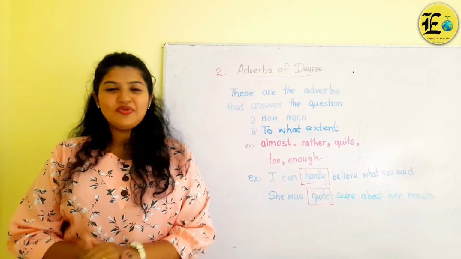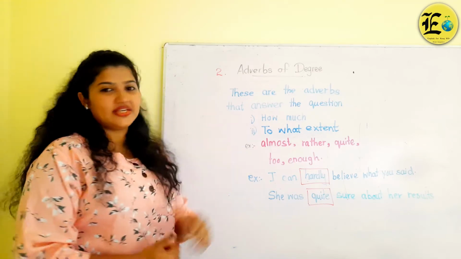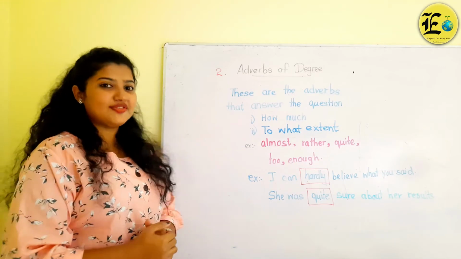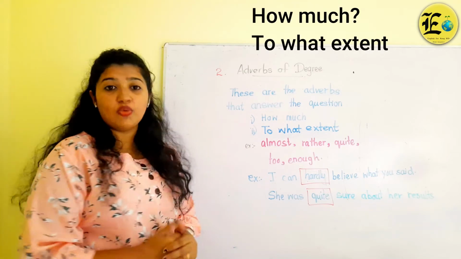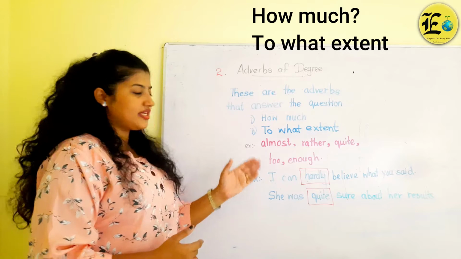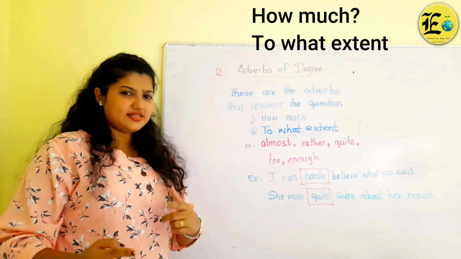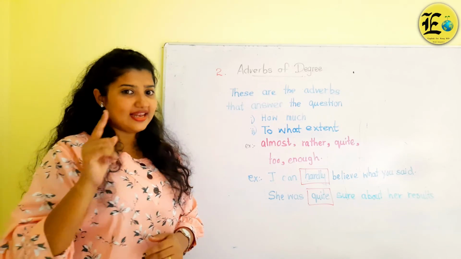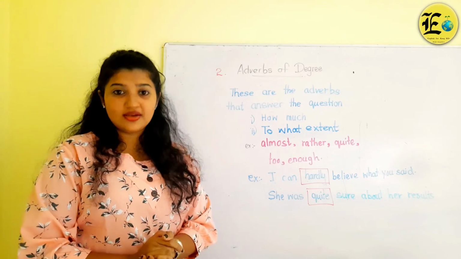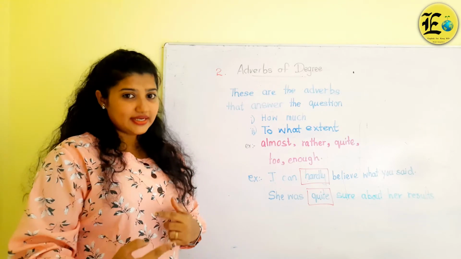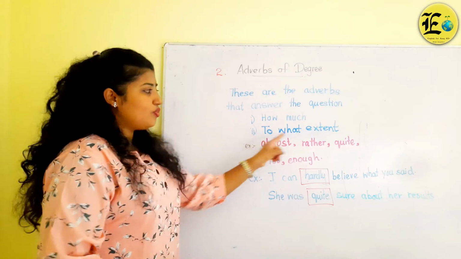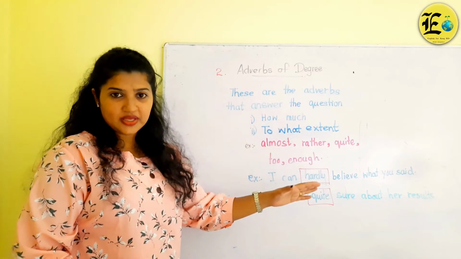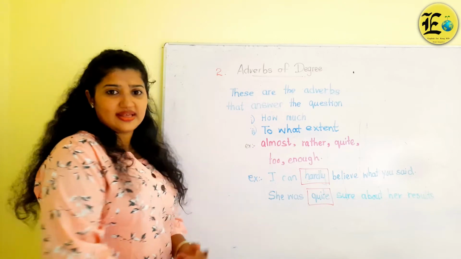Well, the next important topic is adverbs of degree. What is an adverb of degree? These are the adverbs that answer the question how much and to what extent. Just pause the video, rewind and look at the first part of this video. You will get clear on what examples come under to what extent or how much. You could find more examples there than these.